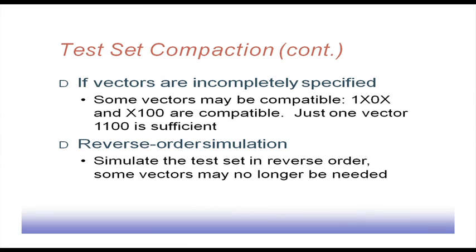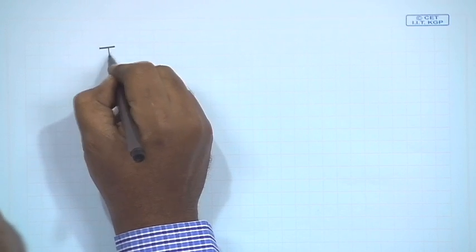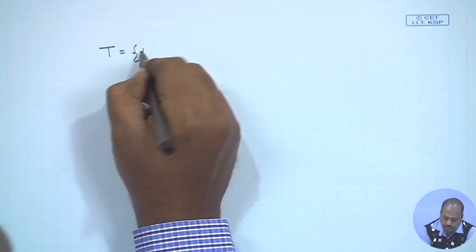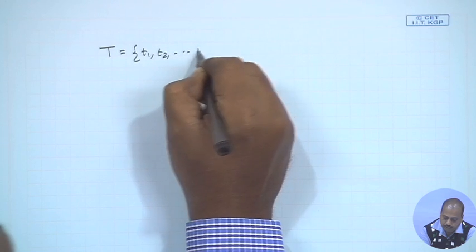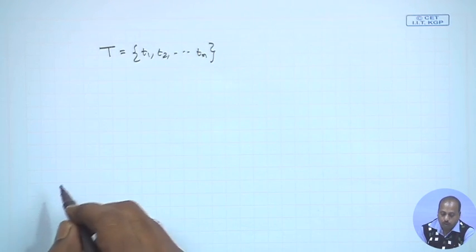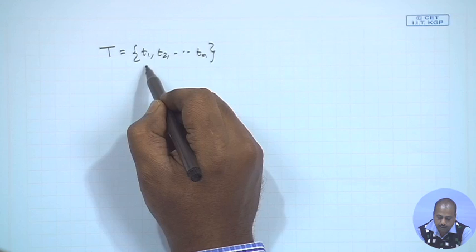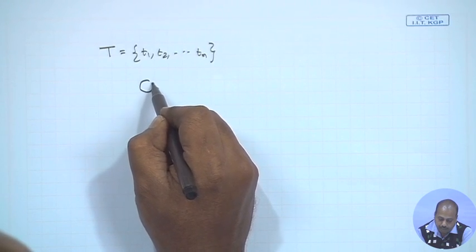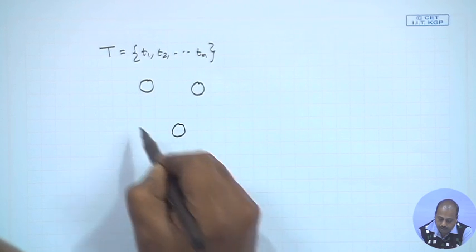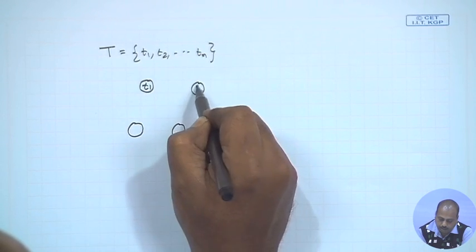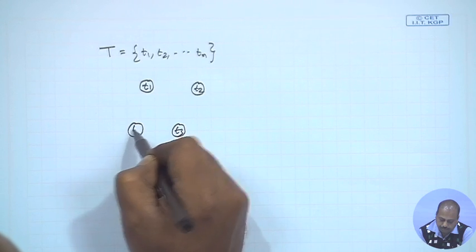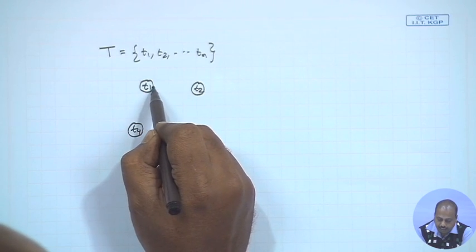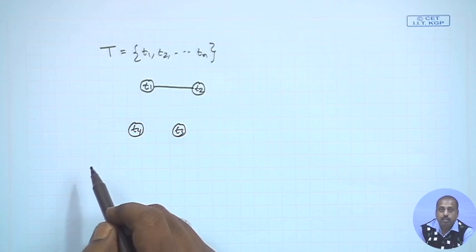So, what we can do is, after the ATPG has given me the set of test patterns T consisting of T1, T2 up to say Tn, n test patterns, and they are having do not cares. Okay. So, these T1, T2, T3 have got do not cares. So, we can view this test pattern set as a graph consisting of these vectors T1, T2, T3, T4, etc. Then we put an edge between T1 and T2 if they are compatible.